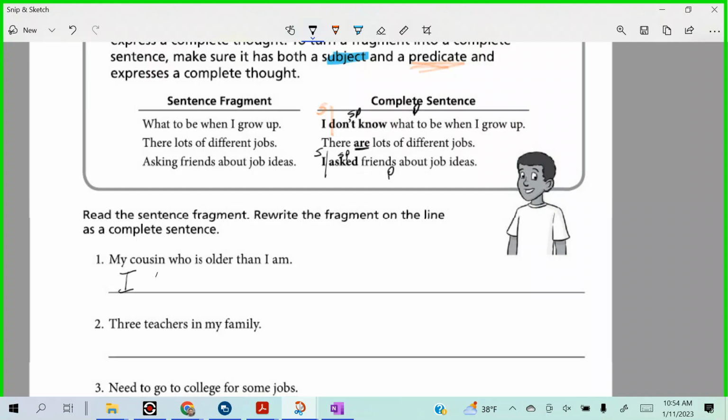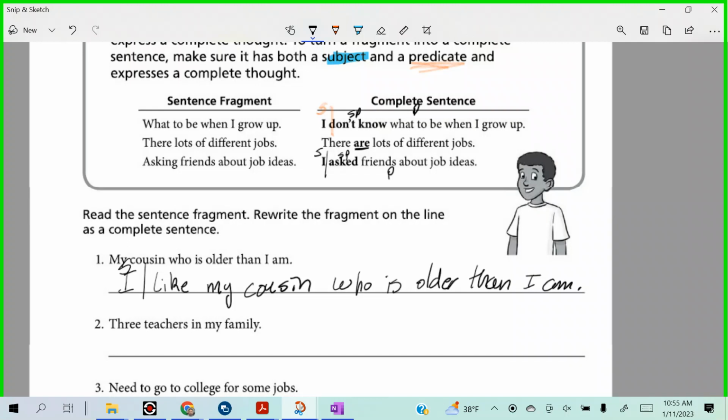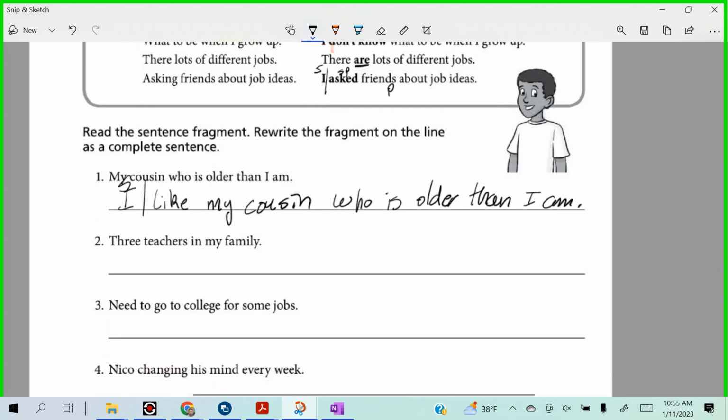I like my cousin who is older than I am. All right, now where's the subject? I. And where's the predicate? Like my cousin that's older than I am. Yep. Is there another way to do it?